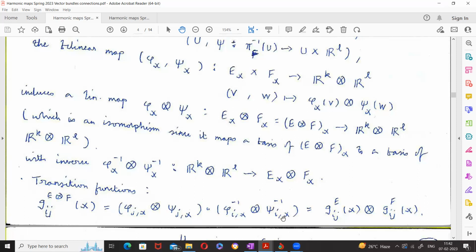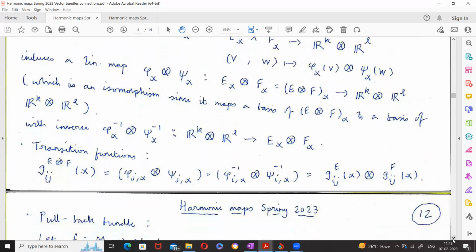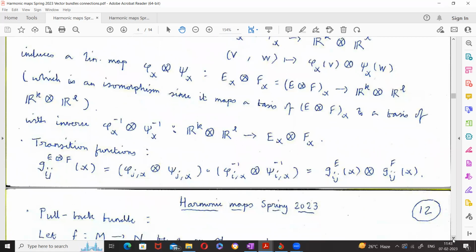So this is just given by phi_jx composed with phi_ix inverse tensor psi_jx composed with psi_ix inverse. In other words, it's just the tensor product of the transition functions g_ij for E tensor with g_ij for F. So that is the tensor product bundle.